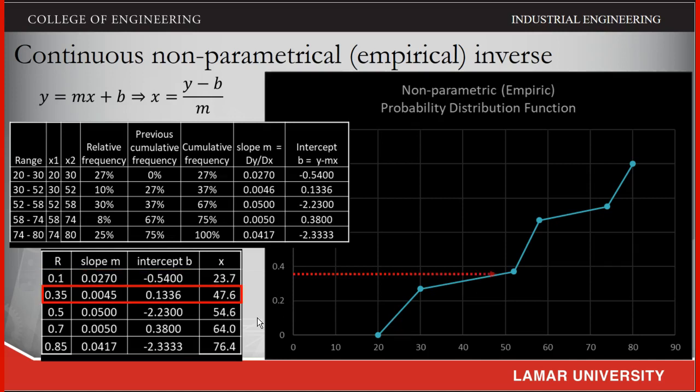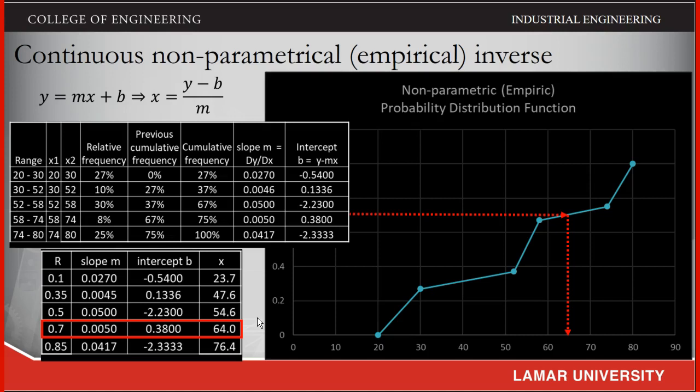If the random number is 0.35, we use the next slope, which is 0.0045, and the intercept now is 0.1336, and the corresponding x is 47.6. If the random number is 0.5, the slope is 0.05, and the intercept with the vertical axis is negative 2.23. So at 0.5, the value of x is 54.6.